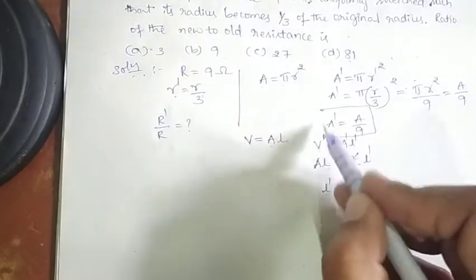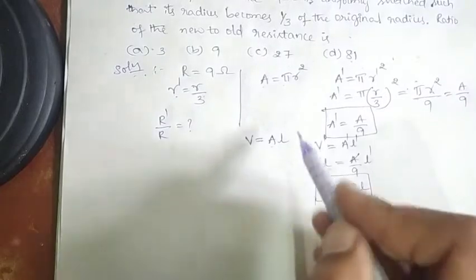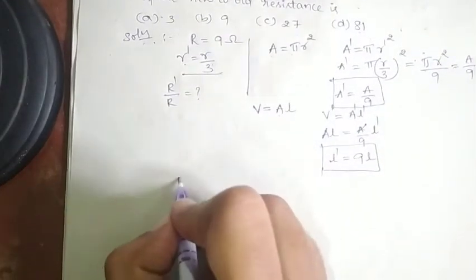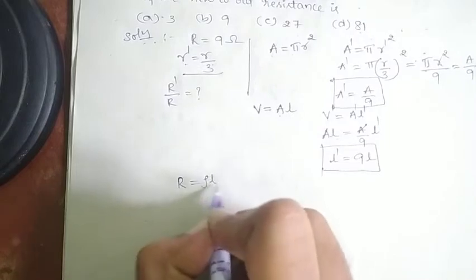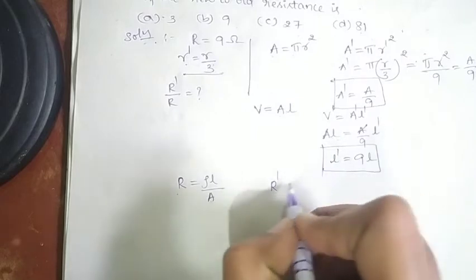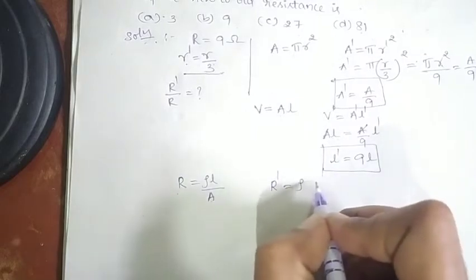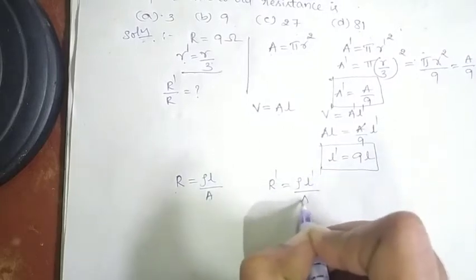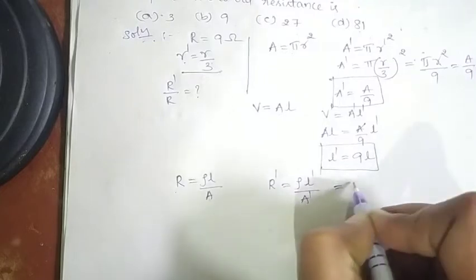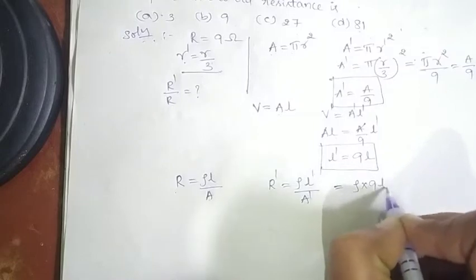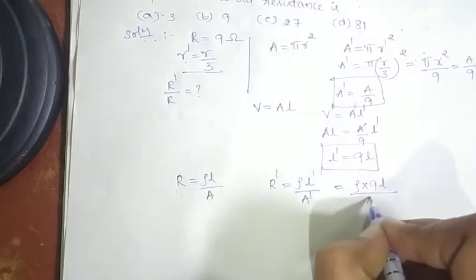A dash is A by 9, and L dash should be 9L. R dash should be R by 3. Now, we know that R equals rho L divided by A. This is the old resistance. The new resistance will be written as R dash equals rho L dash divided by A dash. Resistivity will be the same because it is made up of the same material. L dash should be 9 into L, and A dash should be A divided by 9.